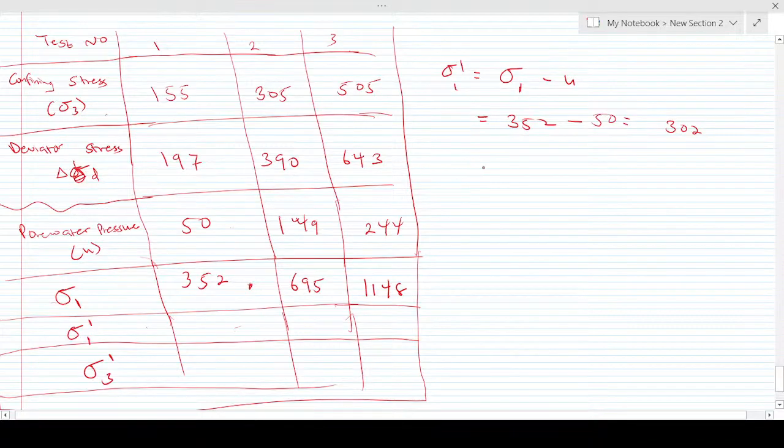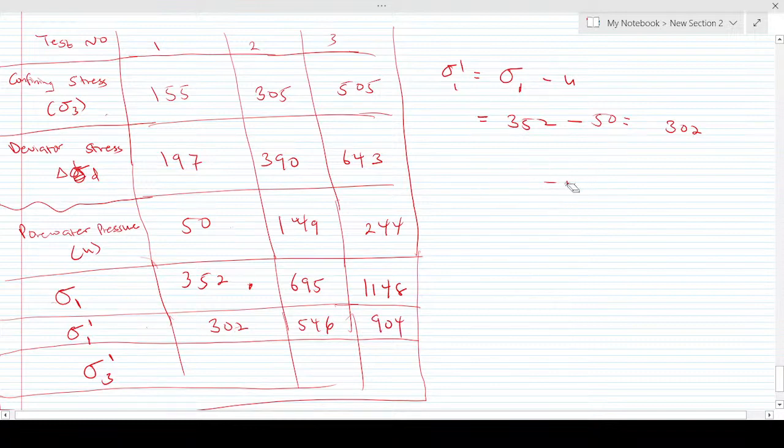For trial 2, we are going to get, sorry, the total stress 695, minus 149. Over here, what did we get? We had 302. Over here, you'll be getting 546. Then here, you'll be getting 904.